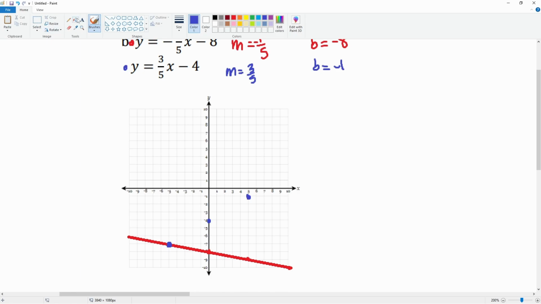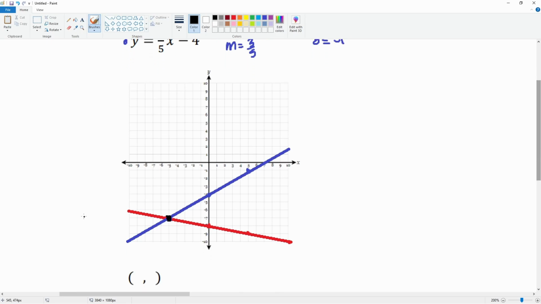Now, the fact that I have 3 points, I think that is enough for me to connect it, and I can actually see the intersection here. This would be the intersection of the two equations. So I can say here the solution is going to be the point (-5, -7).